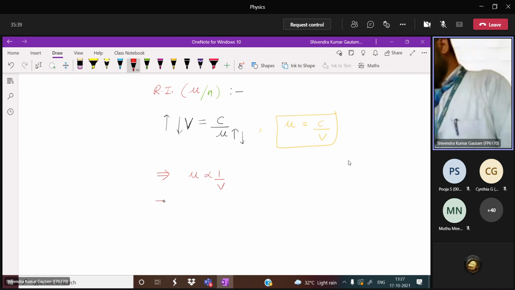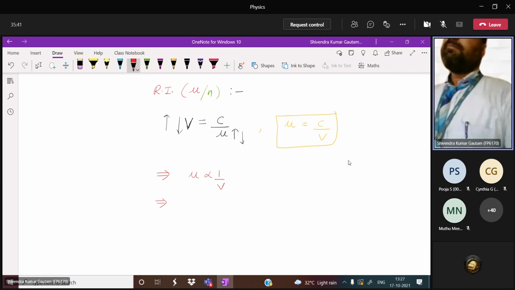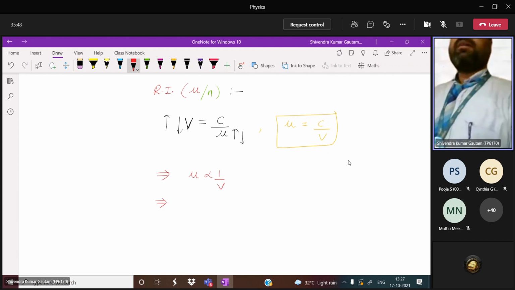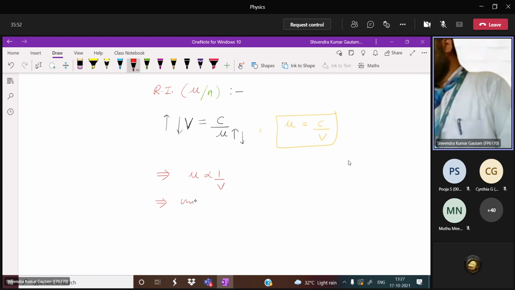Second thing, tell me, what is the unit and dimension of mu? No unit, mu is a ratio of two speeds. So it is a unitless, dimensionless constant value. After that you write: unitless, dimensionless, constant value.